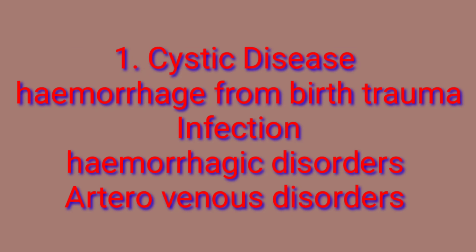If we talk about calcification in adults, so far as adrenal calcifications are concerned, again at the top of the list you must always think of cystic disease, that may be hemorrhage from birth trauma, it may be infection, or you must think of any hemorrhagic disorder which may lead to calcification, and arteriovenous disorders may also be included in this category.